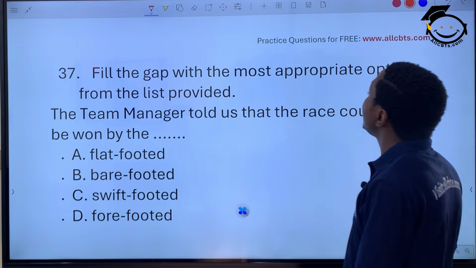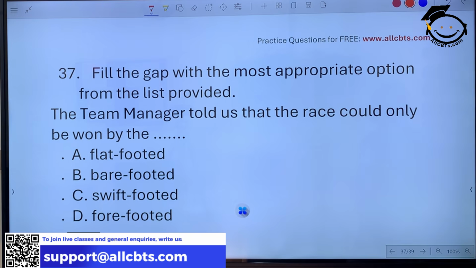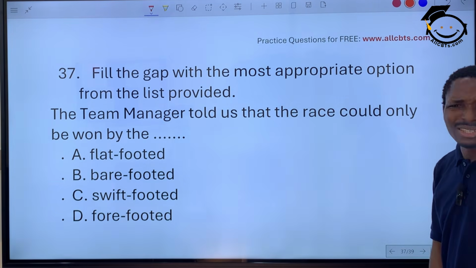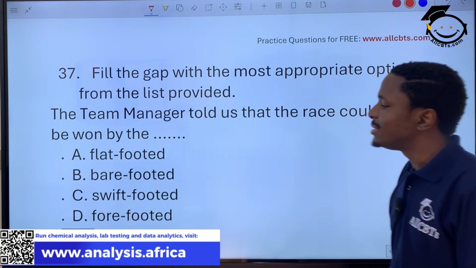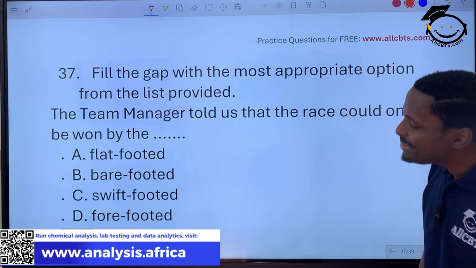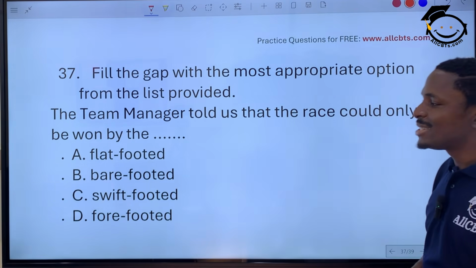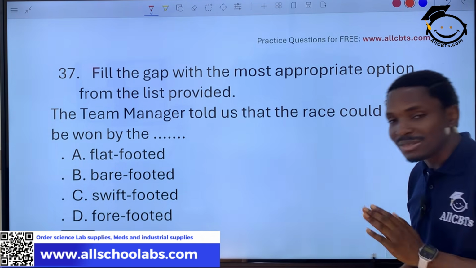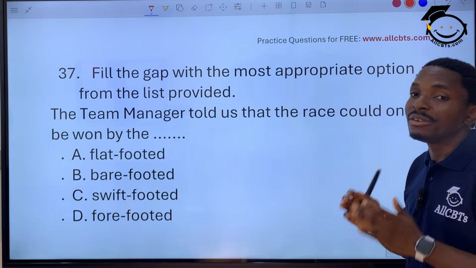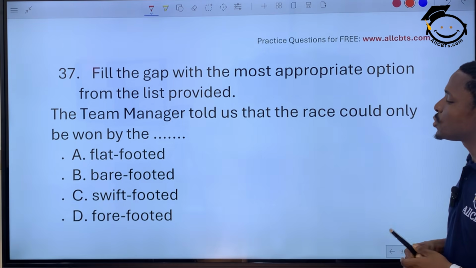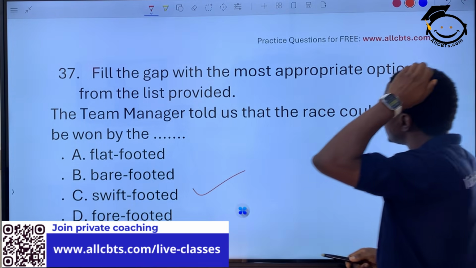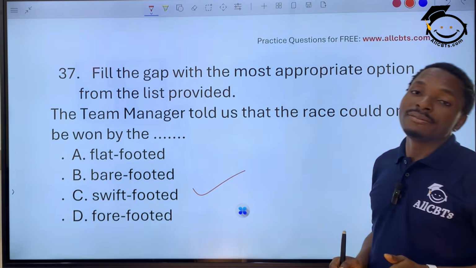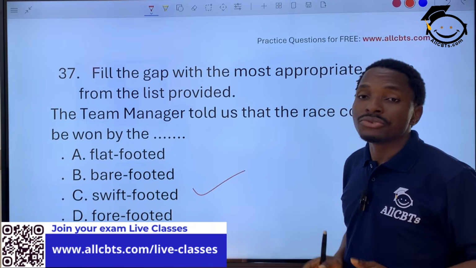Fill in the gap with the most appropriate option. The team manager told us that the race could only be won by the dash footed. What is that? Barefooted? No. Swift-footed. That's the correct connotation. Swift-footed means a fast person. It is an adjective to describe the quality of the foot, how fast a person runs.